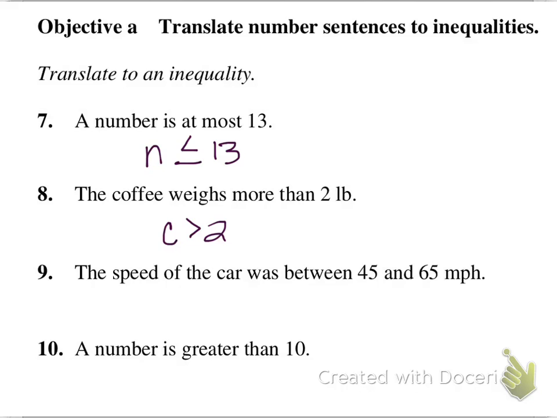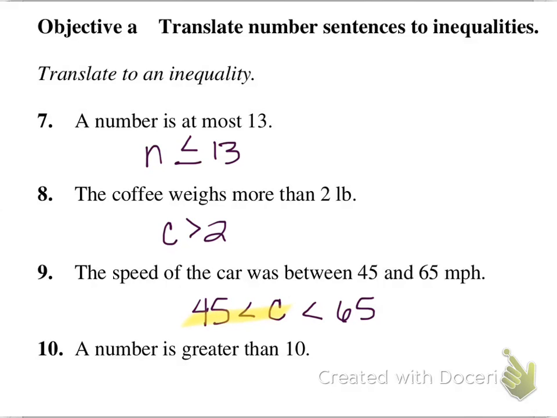Number 9. The speed of the car was between 45 and 65. So I'll use C for car, and it's literally between 45 and 65. So that means it has to be less than 65, but greater than 45. And it looks like I have the same symbol there because they're both facing the same direction. But when you're reading inequalities, you read from the variable first. So if I read from the C first, I can say C is less than 65, or I can say C is greater than 45.